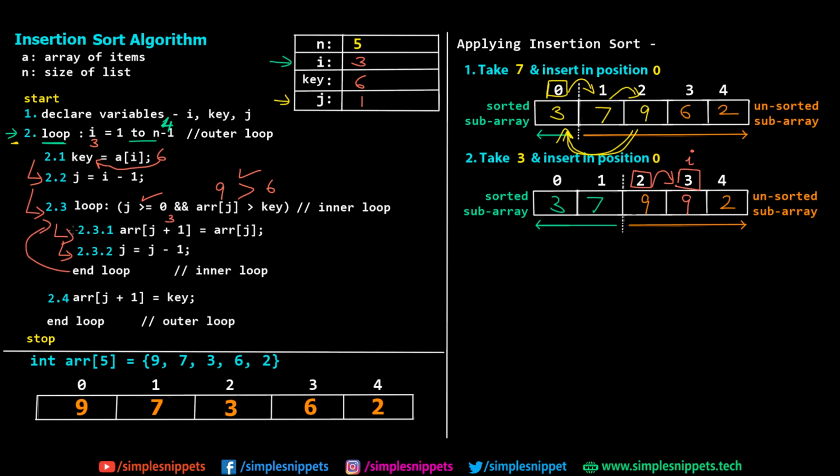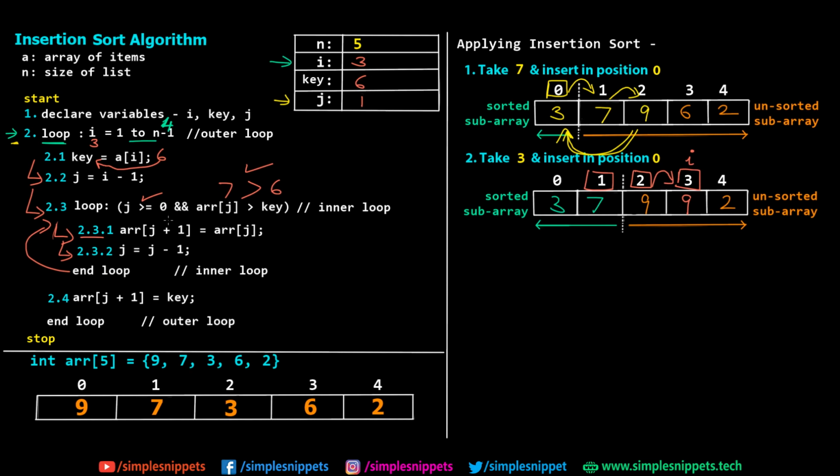We again come to the start of the loop. Now we check, is j greater than or equal to 0? Yes. j is 1. Now we check the next condition over here. Is ARR of j, that is ARR of 1, what is ARR of 1? 7. Is 7 greater than the key? What is the key? 6. It is again true. So now we again go inside the loop at step number 2.3.1. This time we say ARR of j plus 1.